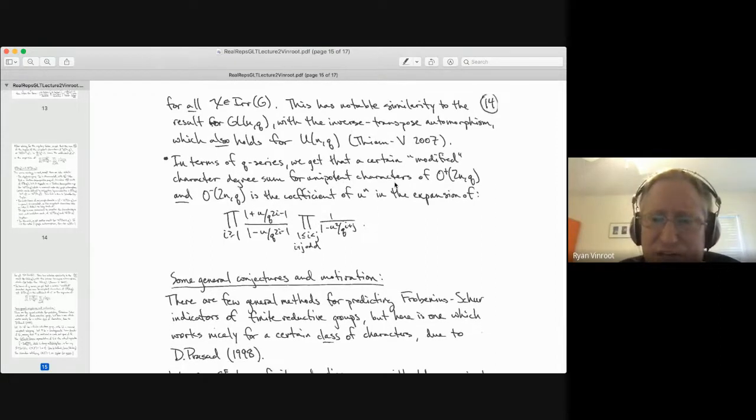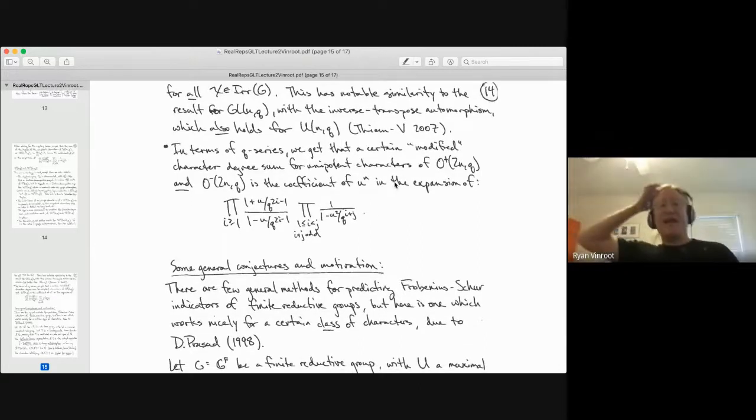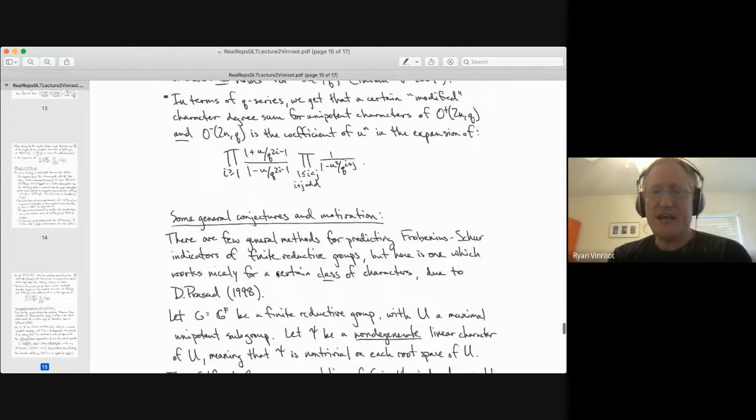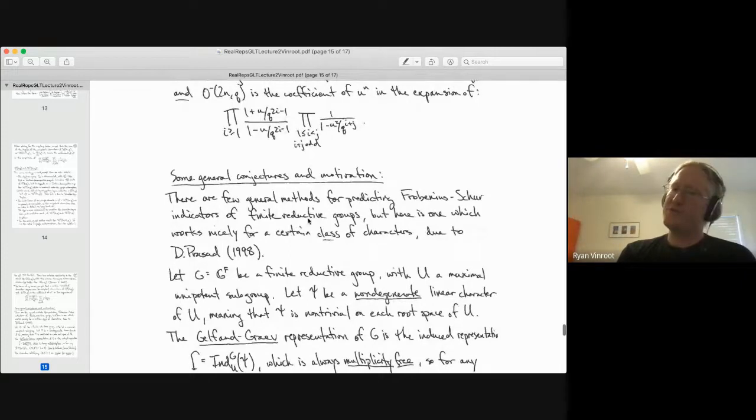But I'd like to finish with a general conjecture and to give some general result first that gives motivation for a general conjecture. So this is a result of Dipendra Prasad on groups of Lie type in general and indicators. So this is a nice general result for a certain class of characters.